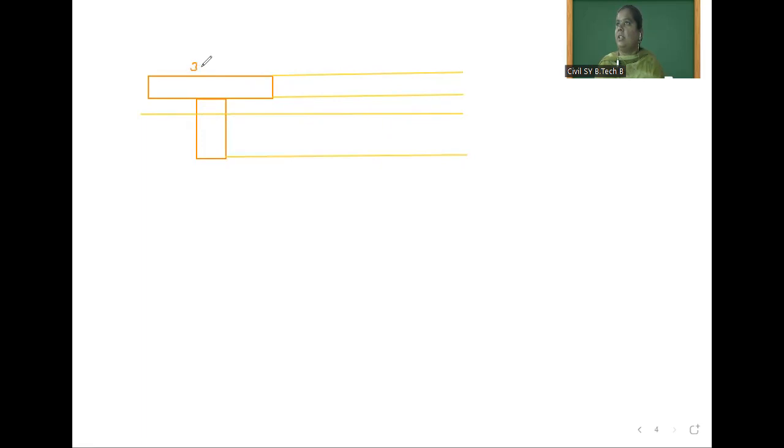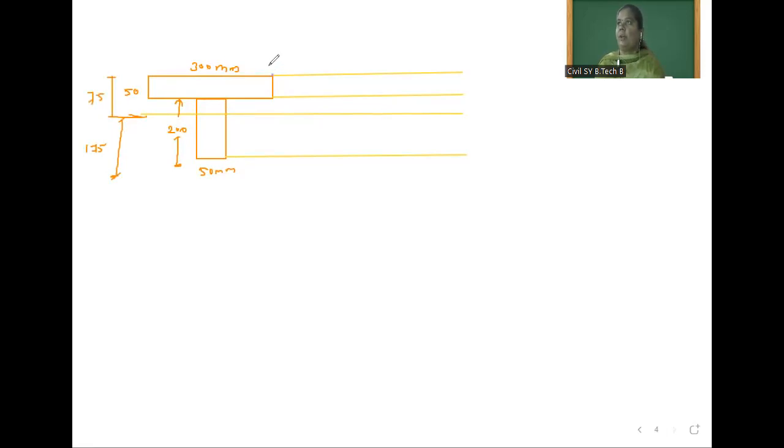This dimension is 300 mm. This is 50 mm. This is also 50 mm. And this dimension is 200. Okay. And the depth of the neutral axis from the bottom is 175, and from the top this distance is 70.